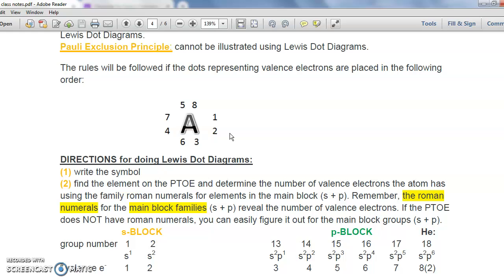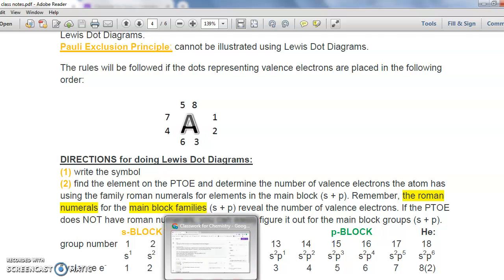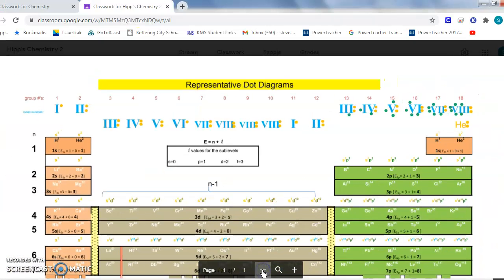If it's anywhere else on the table, in the D block, the transition metals, or the F block, the inner transition metals, you can use the information that is on our representative dot diagram periodic table. So you have a periodic table that looks just like this one in your notes.